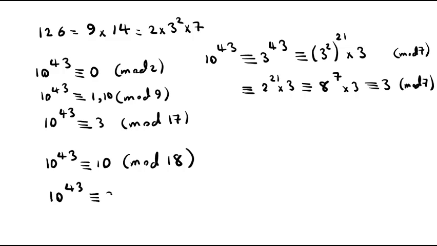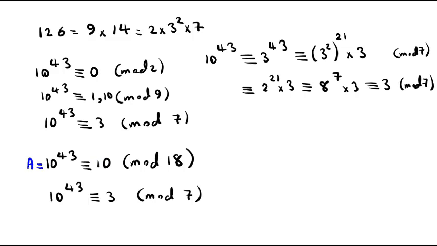1043 equals 3 mod 17. So we can write, for example, 10 plus 18 to reach the same number, or it's mod 7. One way is this. Here, let me also teach you the other solution.